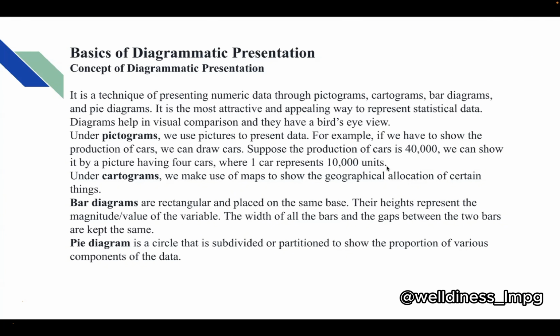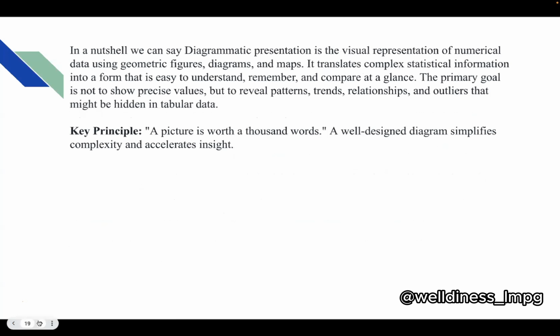Under cartograms, we make use of maps to show the geographical allocation of certain things. Now in bar diagrams, they are rectangular and placed on the same base. Their height represents the magnitude and value of the variable. The width of all the bars and the gaps between the bars are kept the same. While for a pie diagram, the circle is subdivided or partitioned to show the proportion of various components of the data. So let's look at examples of what we just said.